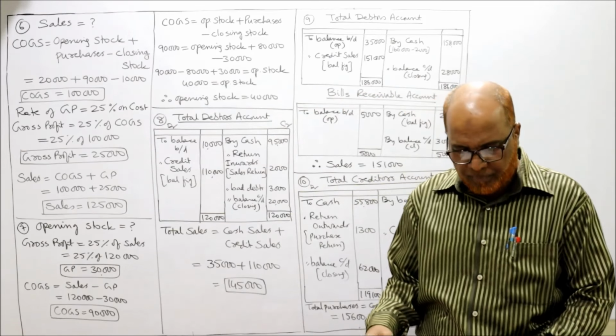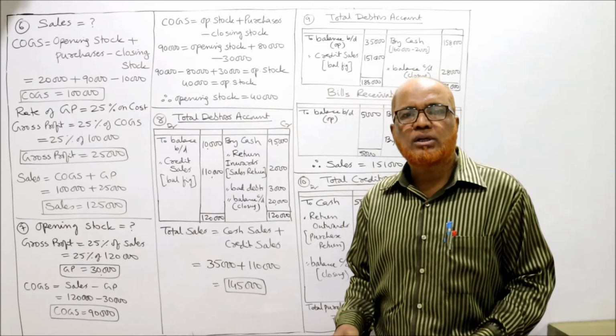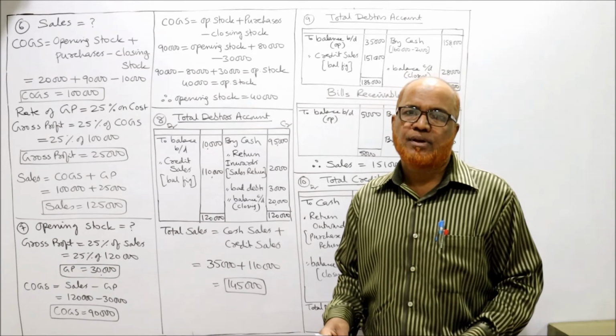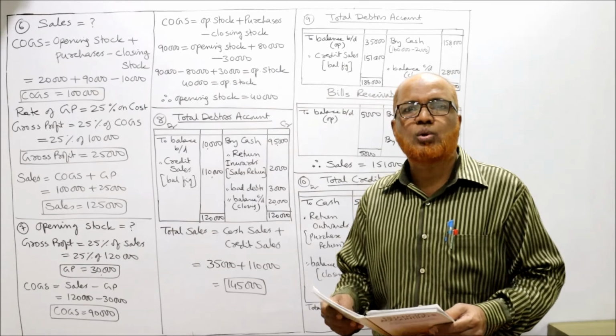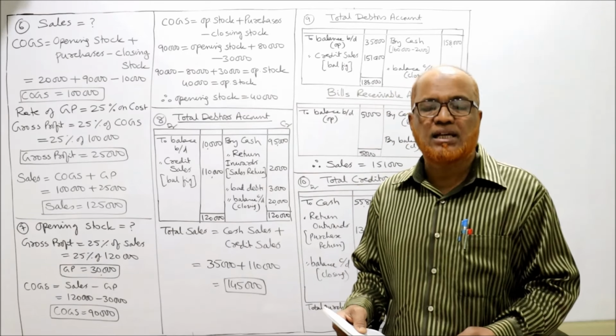Now 8th problem. From the following ascertain total sales. To find out total sales, we have to make total debtors account. Because we will sell the goods to debtors. So through debtors account we can be able to get the sales.